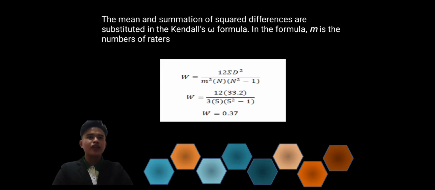Then the mean and the summation of square differences will be substituted in the Kendall's W formula. So in the formula, M is the number of raters. So we have W is equal to 12 times the summation of squared differences divided by the number of raters times N times the quantity of N squared minus 1.